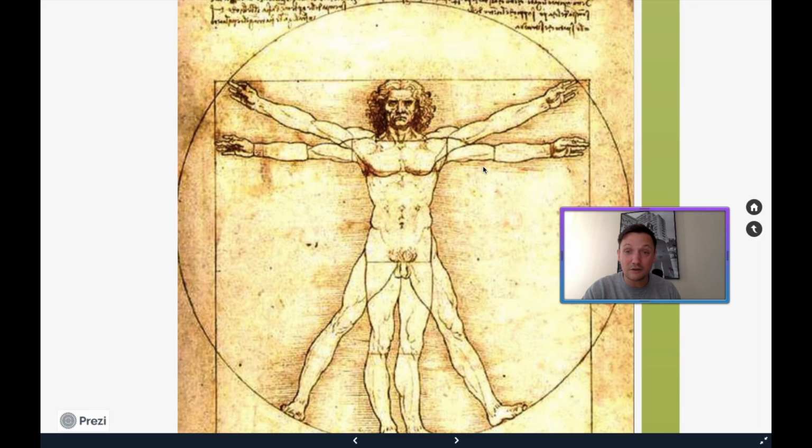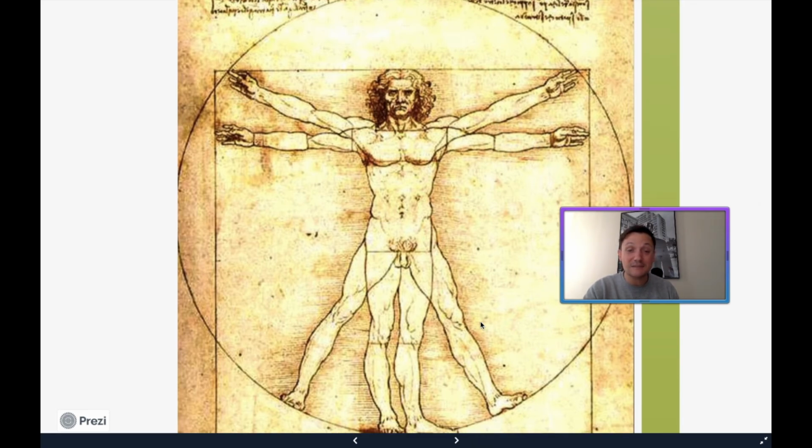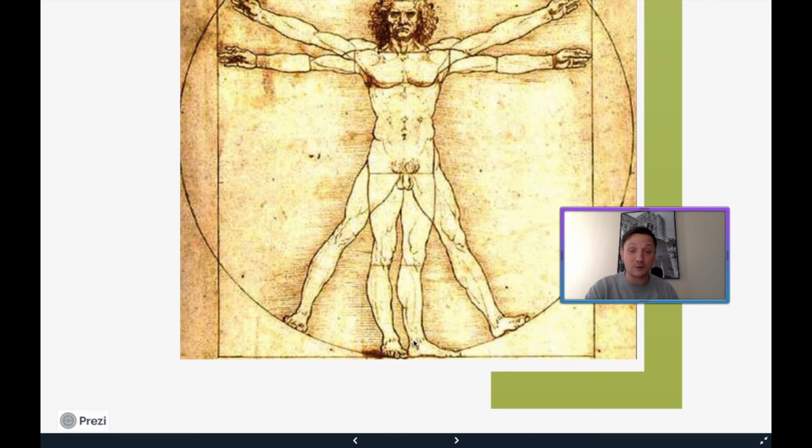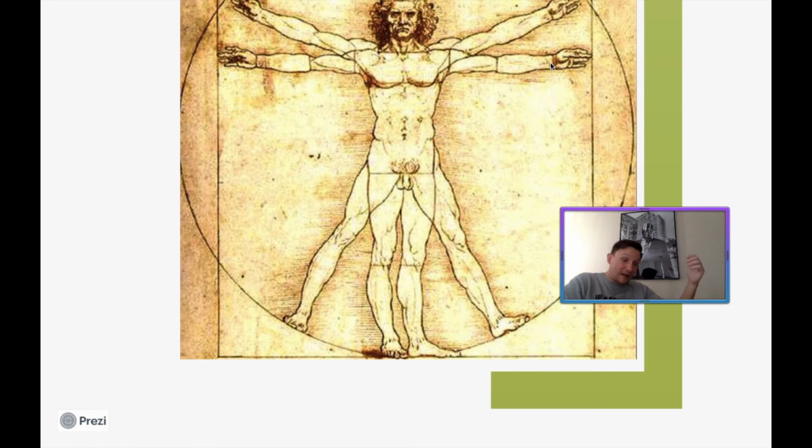Also, do you see right here this section of the human forearm? From elbow to wrist, that's the same size as your foot, right? That's why he has this one foot angled out compared to this one right there. If you actually take your foot right now and put it next to your forearm, it's the same size as your forearm from wrist to elbow, right?